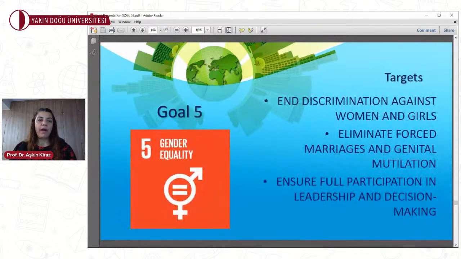This is goal 5, gender equality. The most important targets for me: end discrimination against women and girls, eliminate forced marriages and genital mutilation, ensure full participation in leadership and decision making.